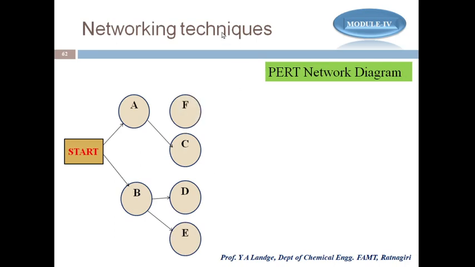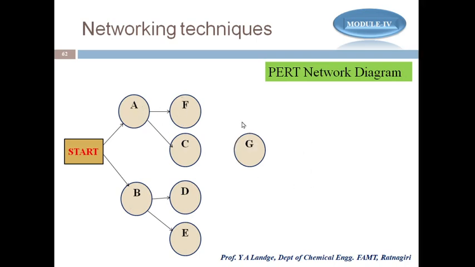Then next, F, whose predecessor is A. And why are we writing it this way? Because these two are carried out simultaneously after completion of B, and F and C start when A is completed.